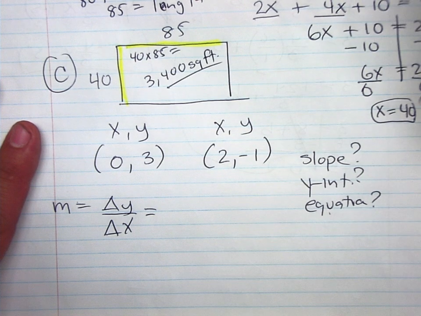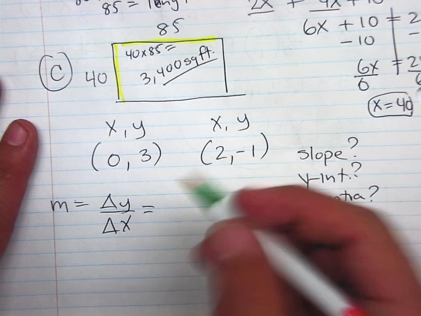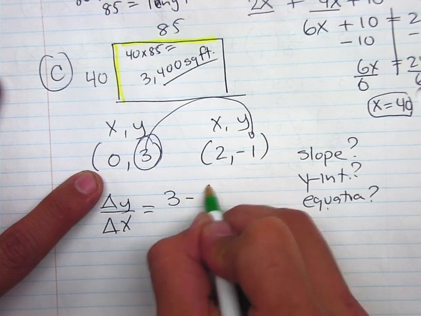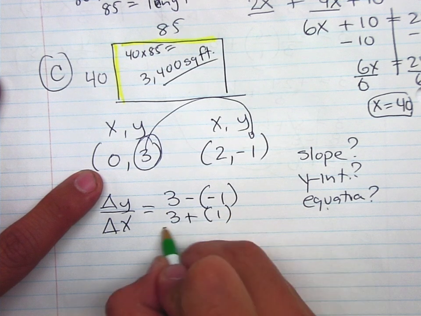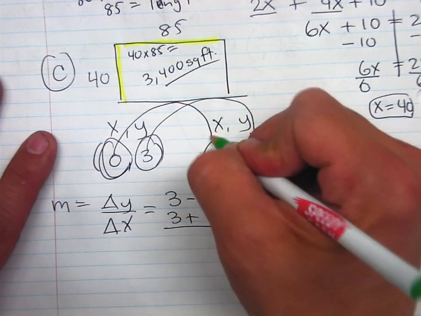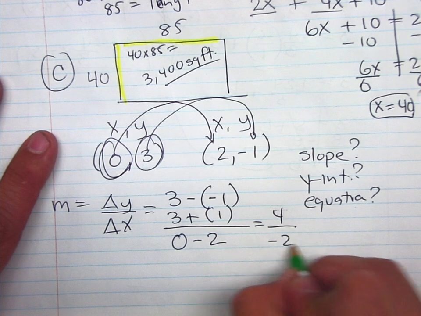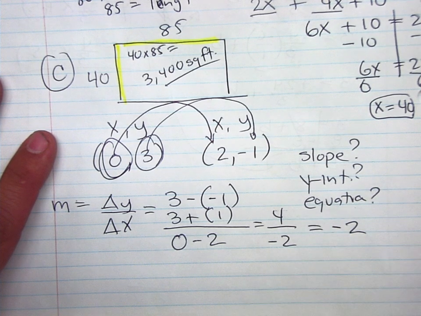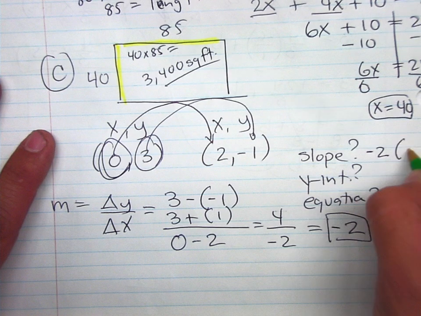What's your y-intercept? Well, y equals negative 2 times x plus b. We need to find the b, so let's pick a point. I would rather choose the one with the 0. So what's my y? 3. 3 equals negative 2 times 0 plus b. What's negative 2 times 0? 0. So b is 3. So there's my equation.